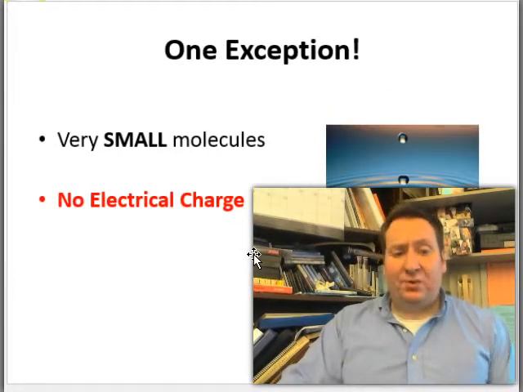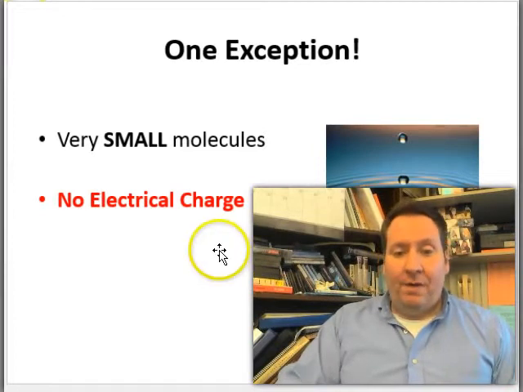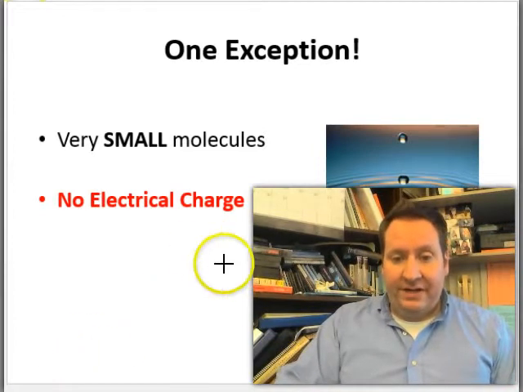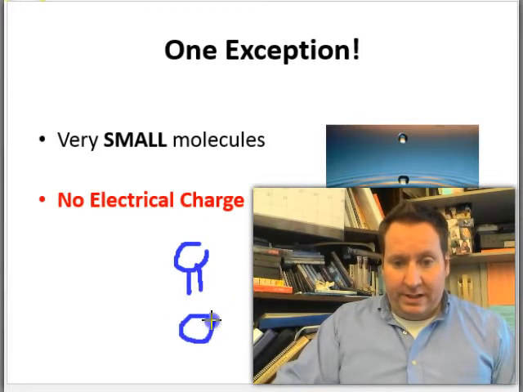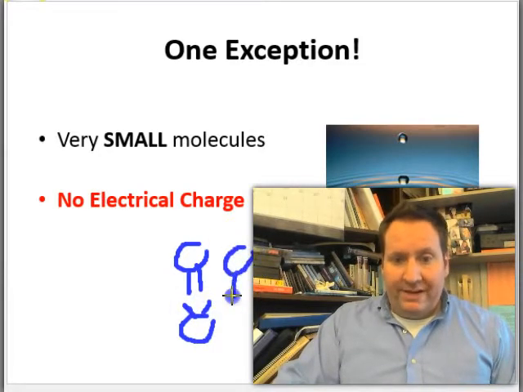One exception to this rule is very small molecules. If I draw this little phospholipid molecule and then a little phospholipid bilayer, and draw another one right here, then if I'm a really small molecule, I can squeak through this bilayer.